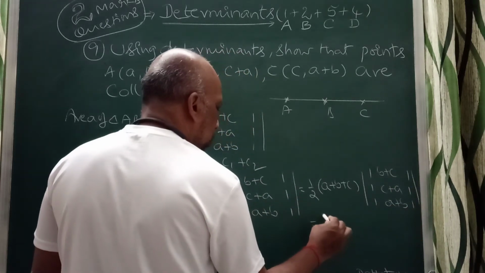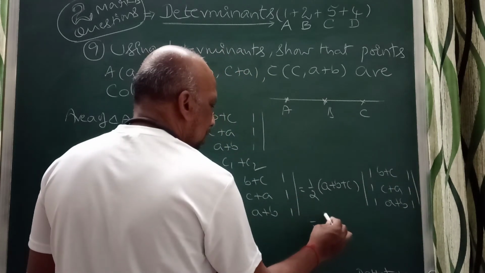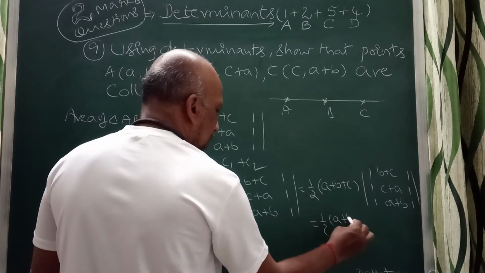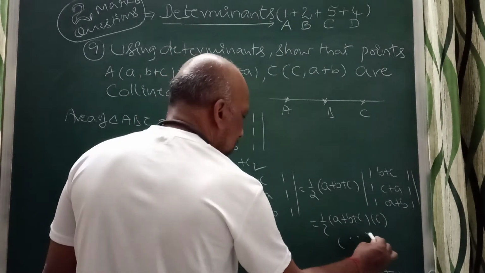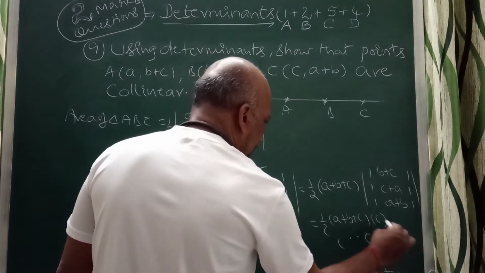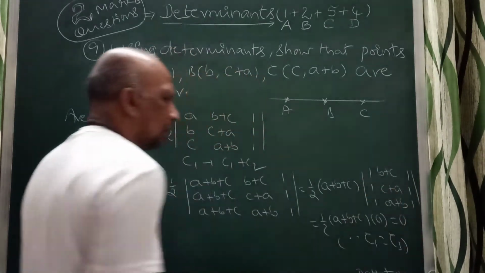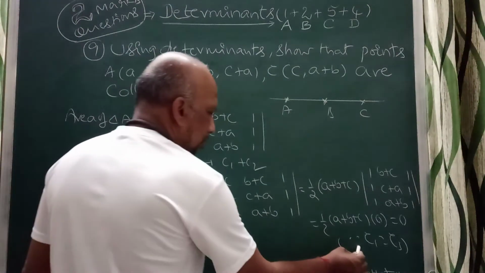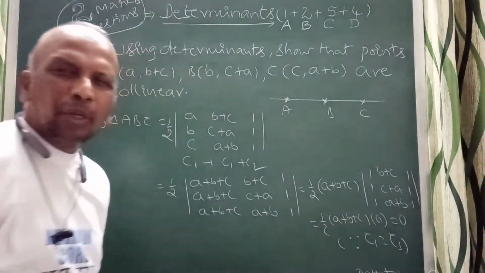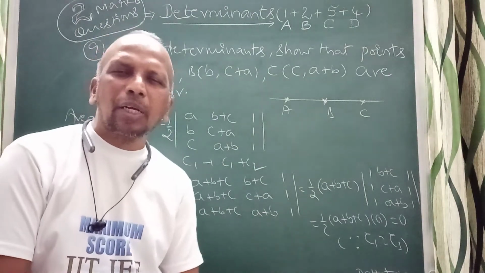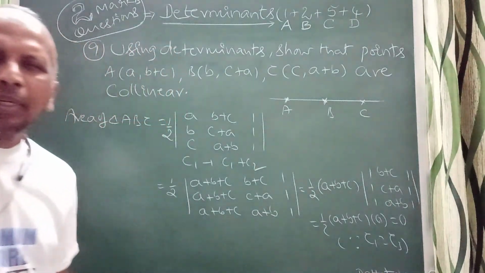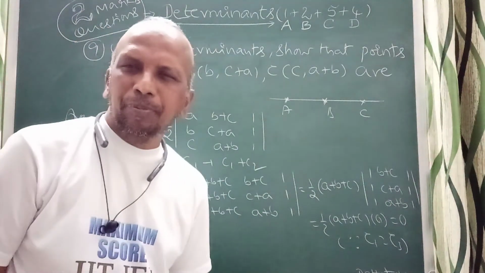So this is equal to 0, right? 1 by 2, A plus B plus C into 0. The reason is that C1 is equal to C3, correct? Into 0, it will be 0, right? Since C1 is equal to C3, I got the area of triangle ABC equal to 0. Therefore, the given points are collinear.